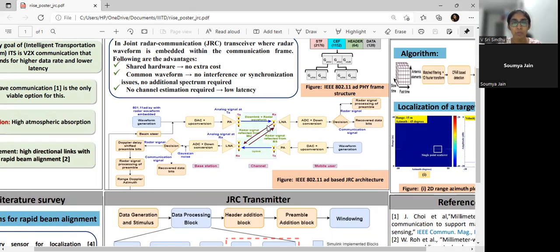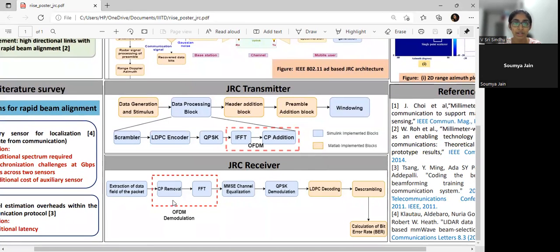The signal is received at the mobile user receiver, and simultaneously the echo of the signal is reflected back at the base station receiver. The signal transmitted from the JRC transmitter, that is at the base station, is also received by the mobile user. Now the down converted signal goes through OFDM demodulation and minimum mean square error channel equalization. Then QPSK demodulation is performed using the soft decision approximate log likelihood ratio algorithm, and LDPC decoding is performed with a code rate of 3/4. The transmitted bits are recovered after descrambling and the bit error rate is calculated. The receiver block diagram for the bit recovery is shown in this figure.